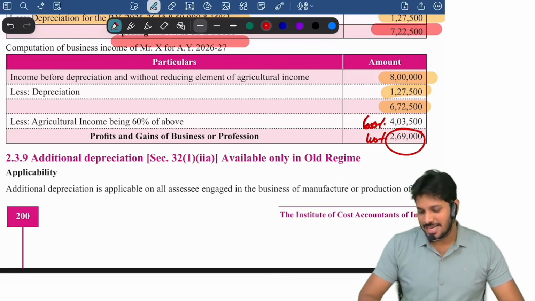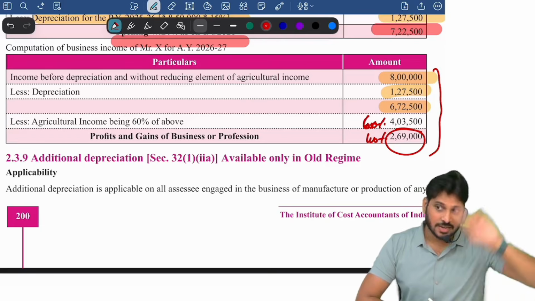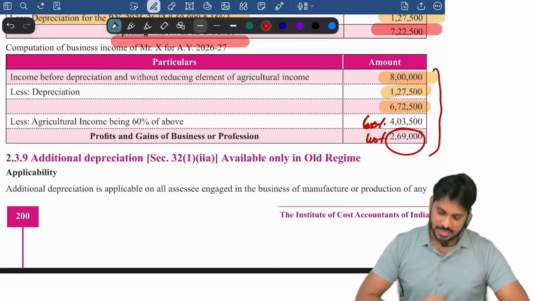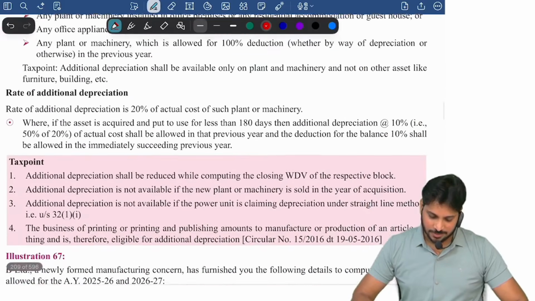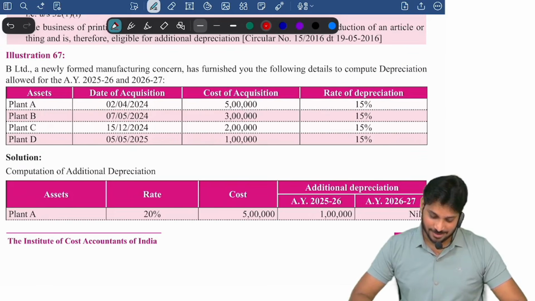Are you clear? A similar problem we did in our total income topic, or somewhere we did, in our discussion in our course. Okay, that's it. Now the additional depreciation point. Again, this is another torture. Okay, fine. Shall I compute?